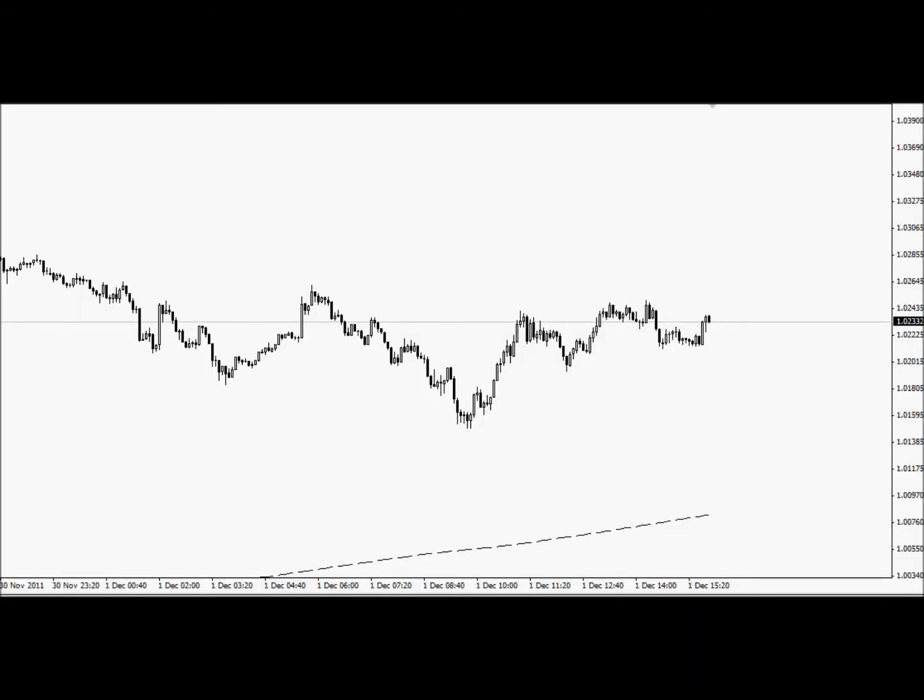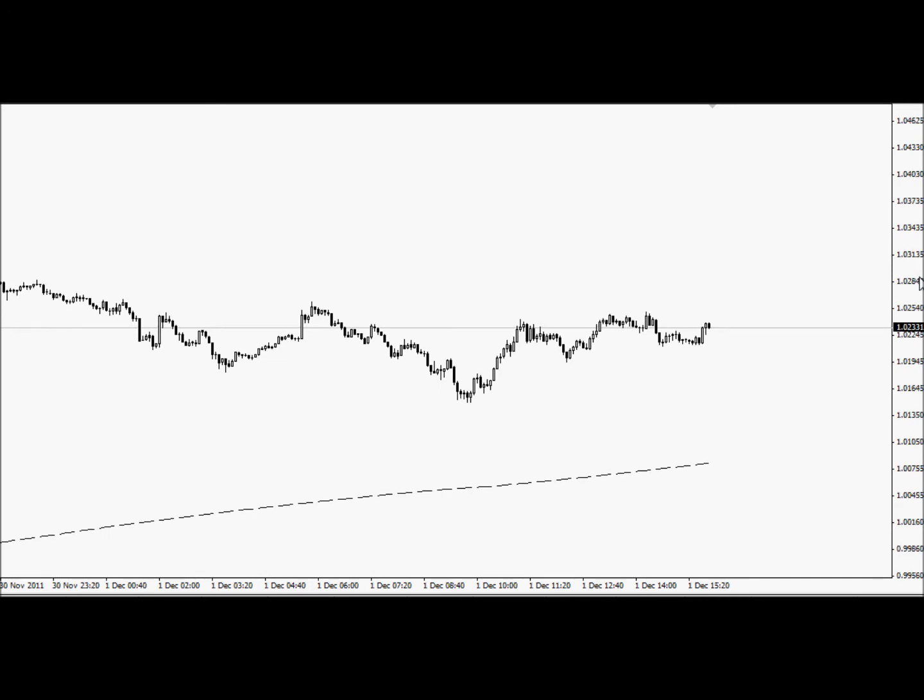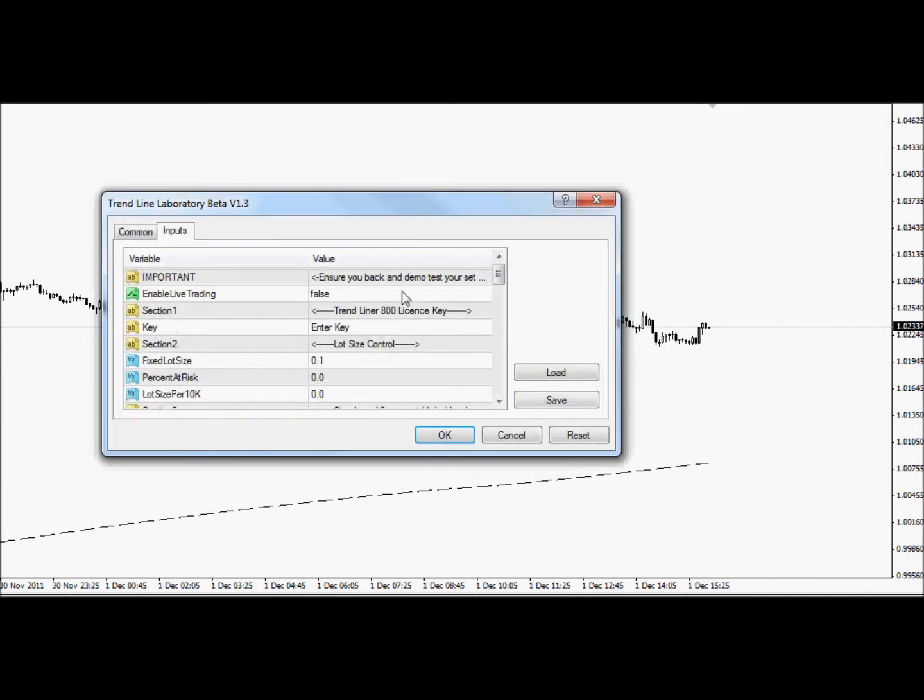Hi, it's Chris Davison, and I want to give you an example of trading an automated trendline break on this pair, which is the Aussie US dollar, where we've got a movement which is now over 1,000 candles away from the 800 simple moving average. And I'm going to use Trendline Laboratory beta test version.